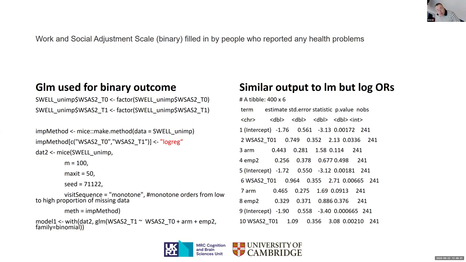So we've got a work and social adjustment scale. People reported any health problems, and it turned out most people didn't have any health problems, and there were quite some people who had a lot of them. So we basically dichotomized it, no health problems versus the rest. Dichotomous, do it all over again.